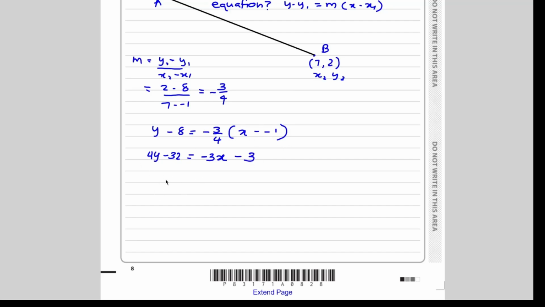So let's bring everything to one side. Then 3x plus 4y minus 32 minus 3, becomes plus 3, becomes minus 29, equals 0. This is the answer for part A. Let's move on to part B.